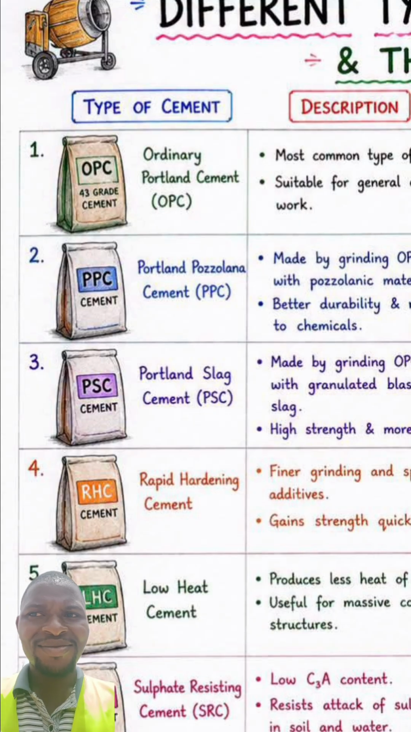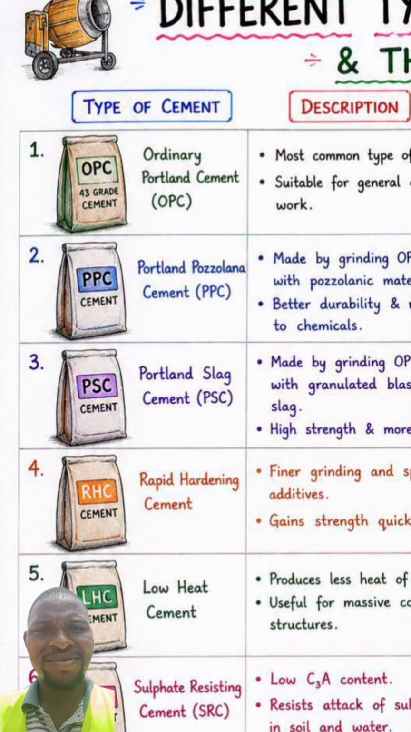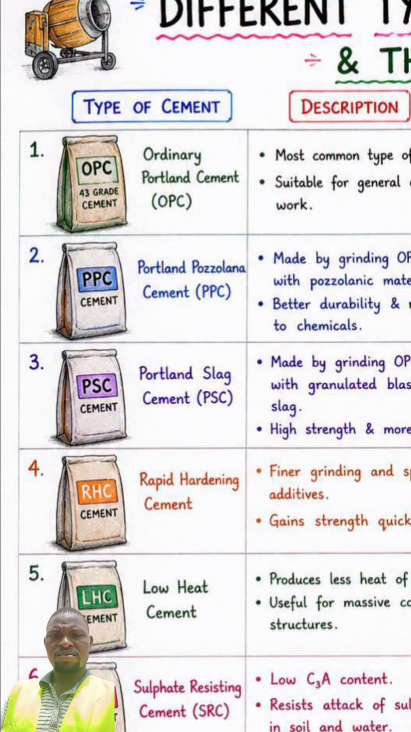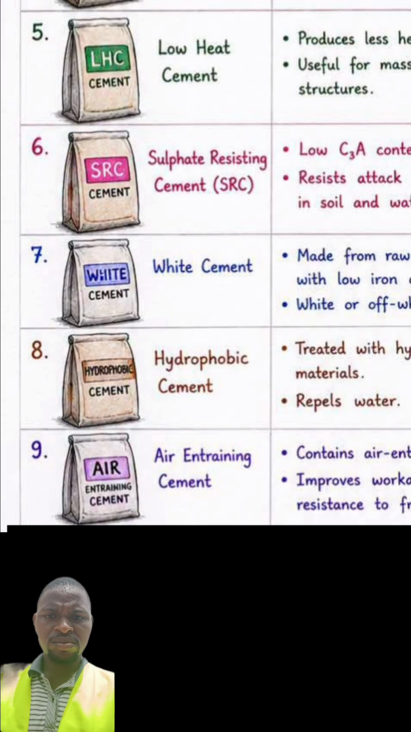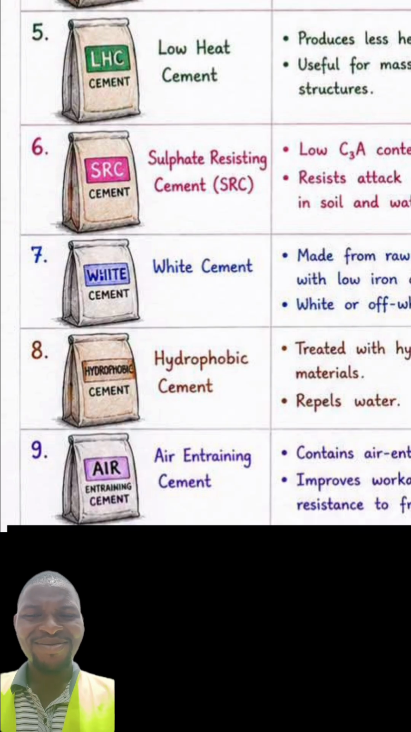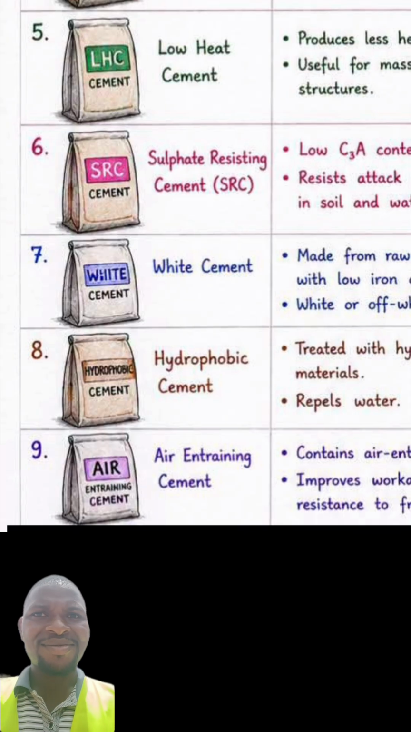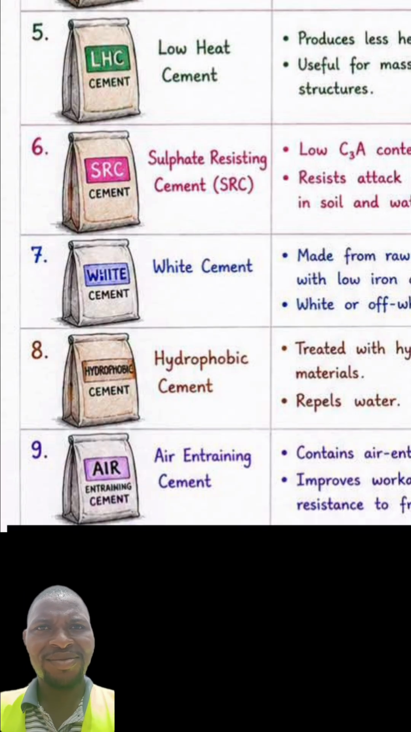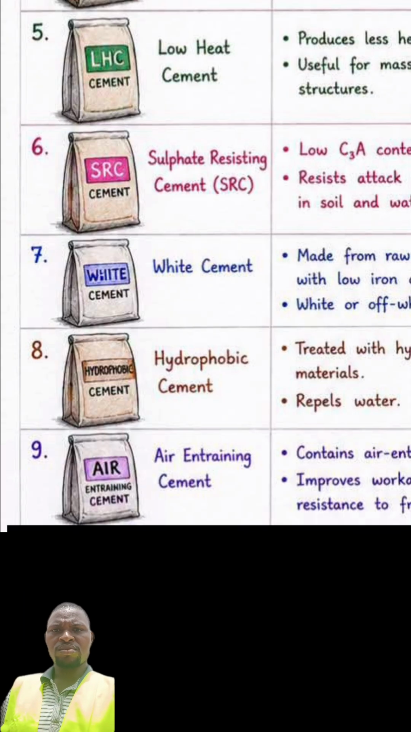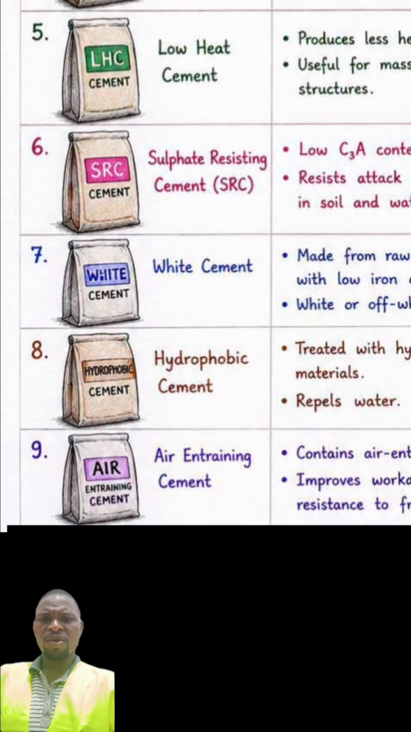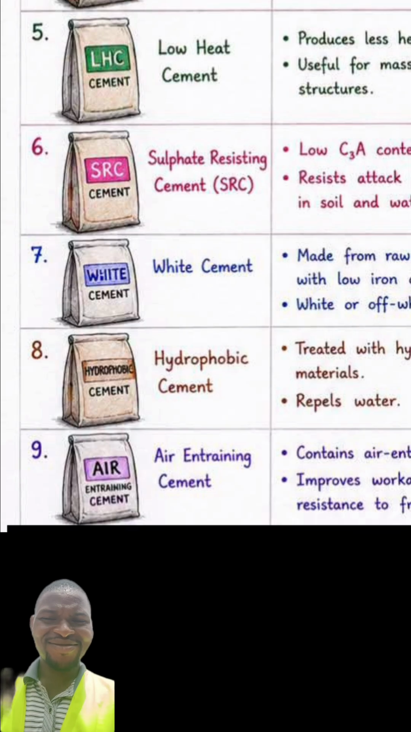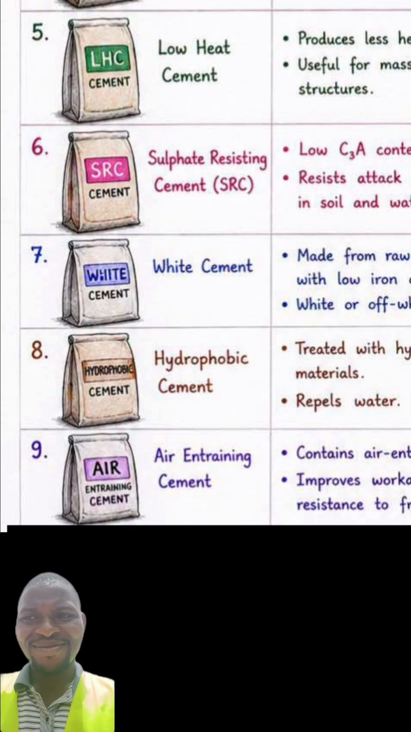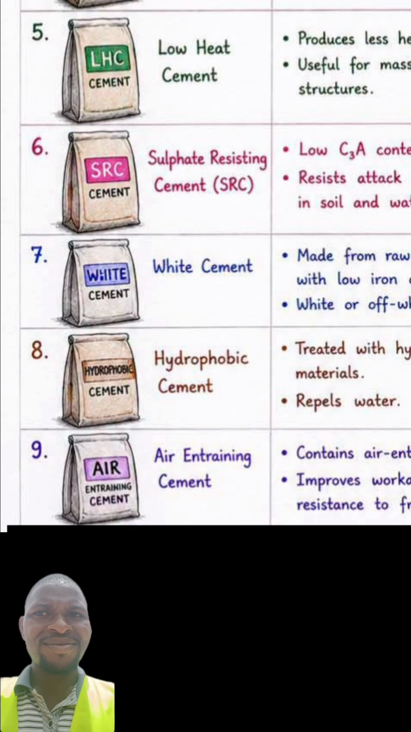Then we have the low heat cement. Then we have the sulfate resisting cement, which is the SRC. Then we have the white cement. Then we have hydrophobic cement. Then we have air entraining cement. So these are the 9 types of cement that we have. We are going to look at the description of each of these cements now.